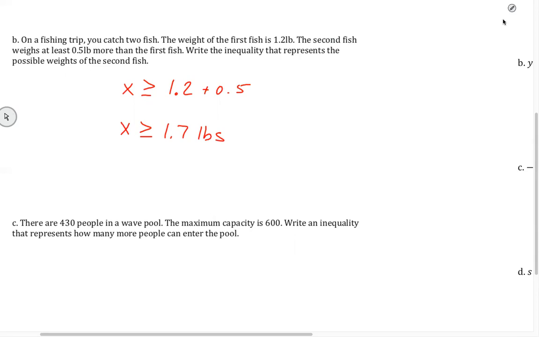So, how many more people could enter? 170. Now, could it be equal to, or does it have to be less? It could be equal to. Yeah, so x needs to be less than or equal to 170 people. And I think that's it, right?